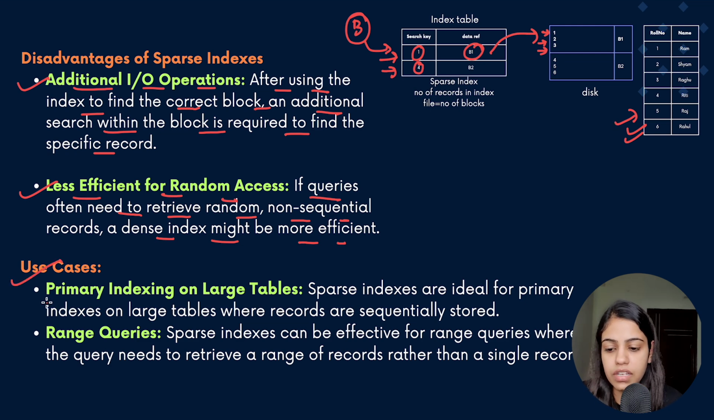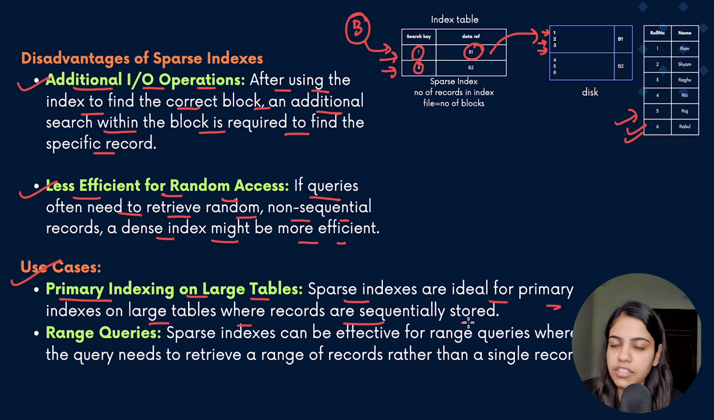So coming to the use cases, primary indexing on large tables. Whenever we want to perform primary indexing on large tables where the data is mostly sequentially stored, we can use the sparse index, because the sparse index helps us fetch our queries in less time rather than going to each and every block one by one and searching for data. It's better to go to the index table of the sparse index, search for the data, go to the pointer and fetch that particular value.